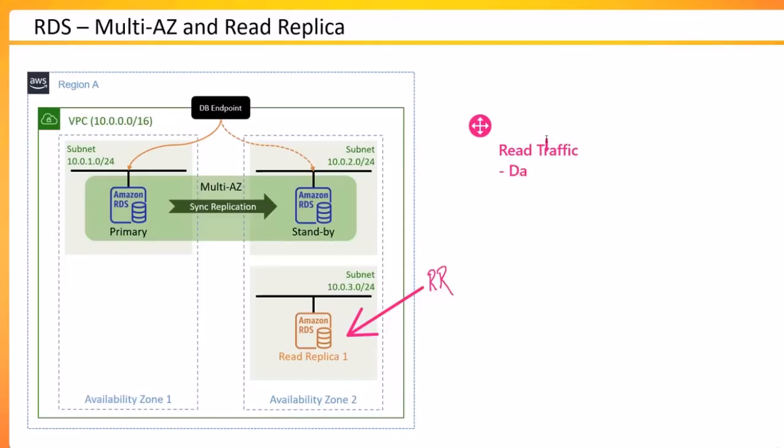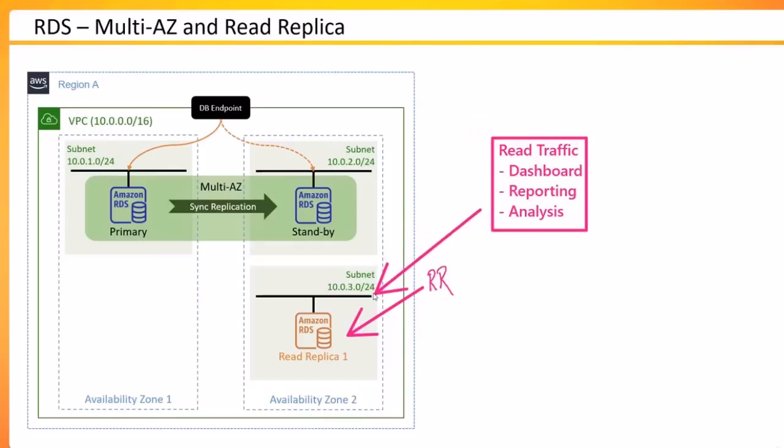That read traffic could be maybe I have a dashboard application, maybe I have a reporting tool which is running, or maybe I am just doing some analysis, and for that I have to do a lot of reading. So for that I could create a read replica, and this read replica would be getting a new connection string, new endpoint, and then you can point your read traffic to these locations.